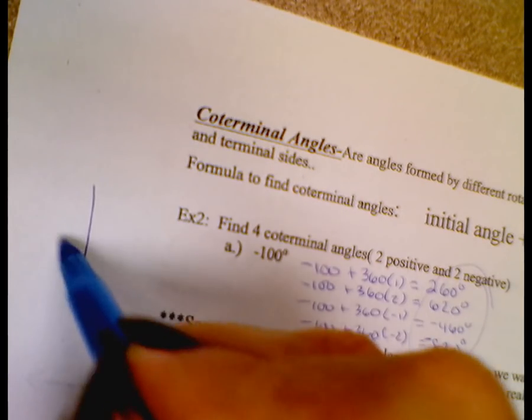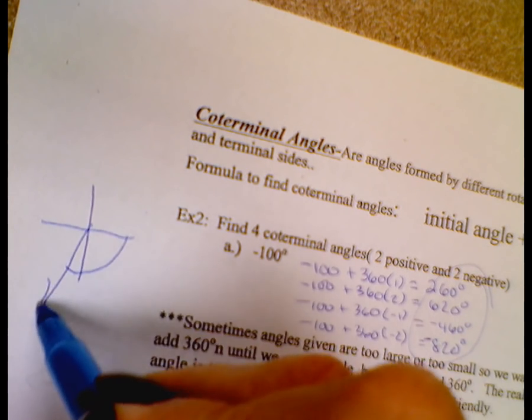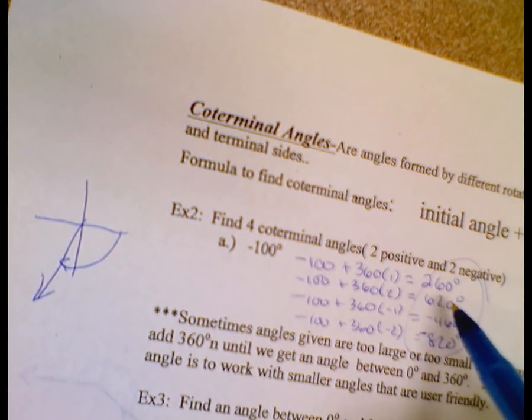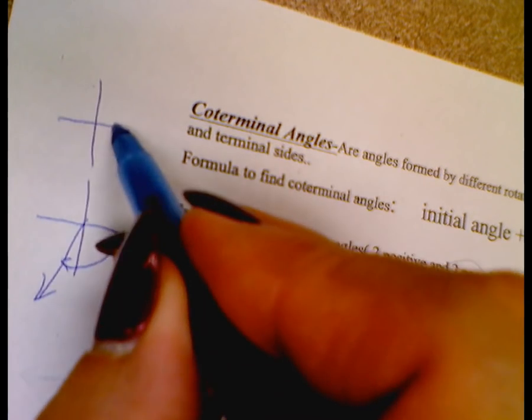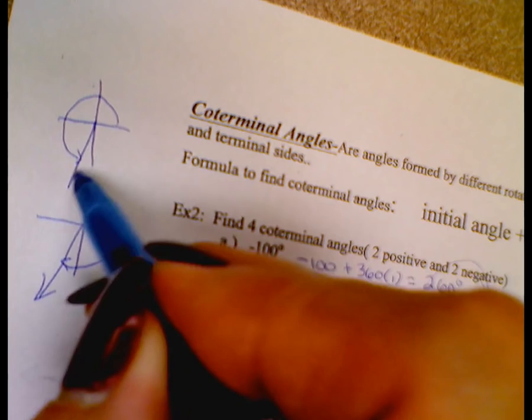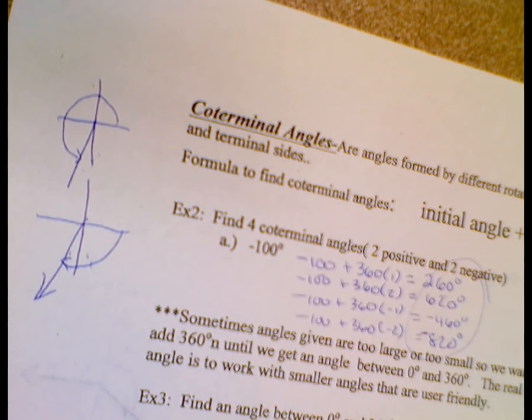Let me give you an example. Let me just show you this -100. Here's -90, and -100 is about right here. Okay? So if I said to draw 260, for example, 260 would be right here. Do you see how it's in the same spot as this one? Coterminal means they land in the exact same spot, same quadrant.